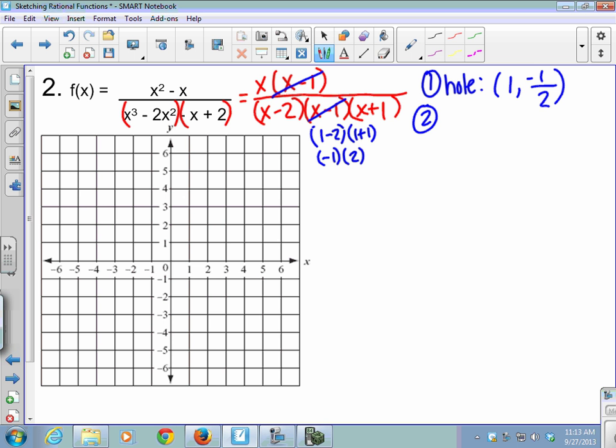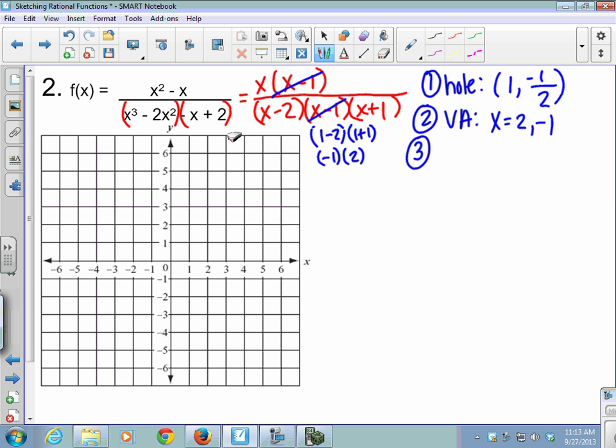Alright, the second thing I need to find is our vertical asymptotes. And so I have two vertical asymptotes in this function from the two factors that didn't cancel. And so the vertical asymptotes are going to be at x equals 2 and negative 1.